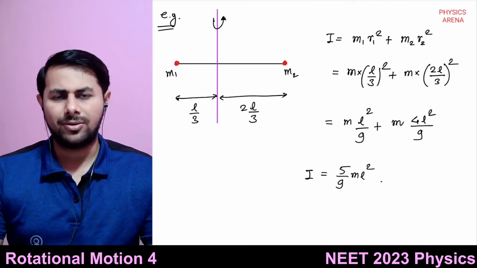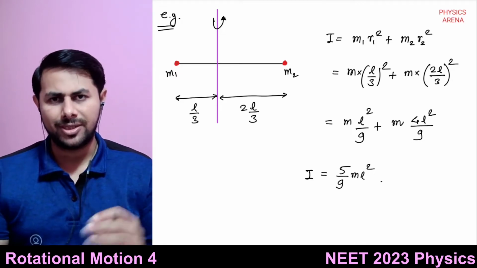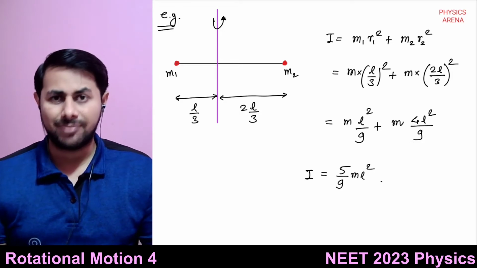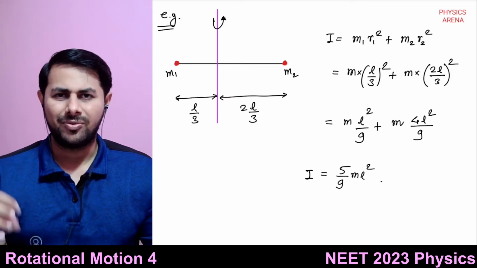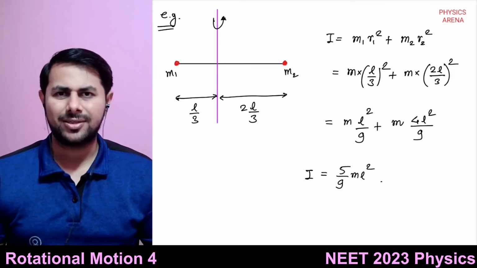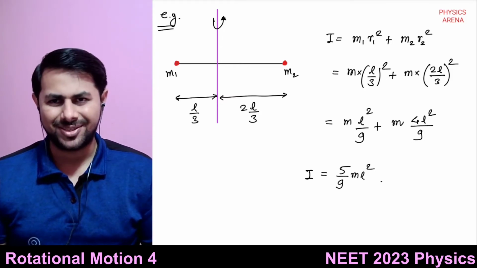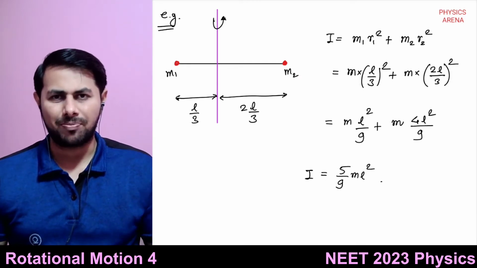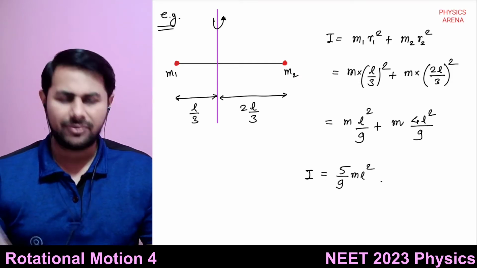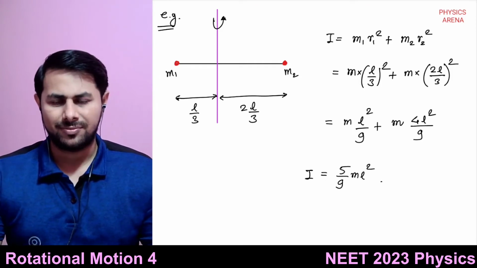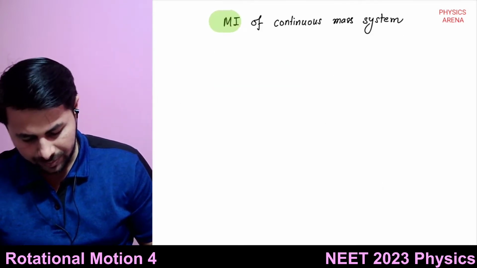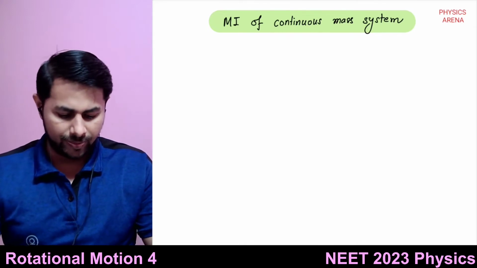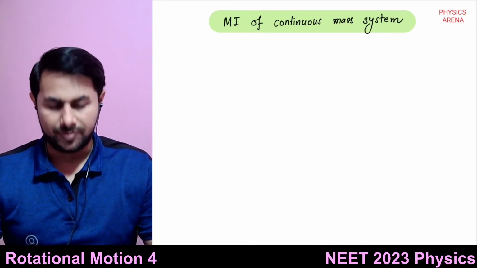So this is how we can find out the moment of inertia if we have a discrete mass system. Discrete mass system meaning we can count the masses. One object or one particle, two particles, three particles, 10 particles, if we can count the number of particles, then this is the way to find out the moment of inertia. If we have a countable number of particles, right? So is it clear? Then let us talk about the moment of inertia of a continuous mass system.